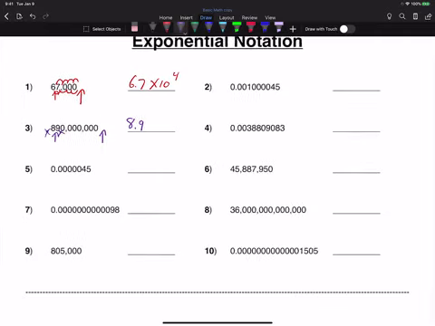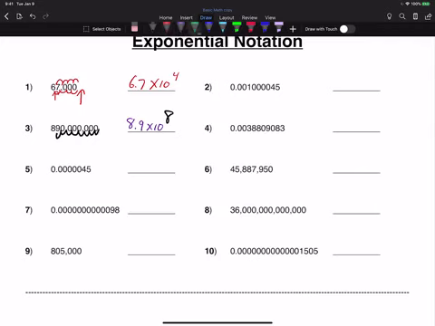We know times 10 is there. We know the exponent is going to be positive because we're dealing with a large number. All that's left is the number of places that we've moved the decimal point. So let's just count out how many places that is. 1, 2, 3, 4, 5, 6, 7, 8. And this exponent is an 8. 8.9 times 10 to the 8.